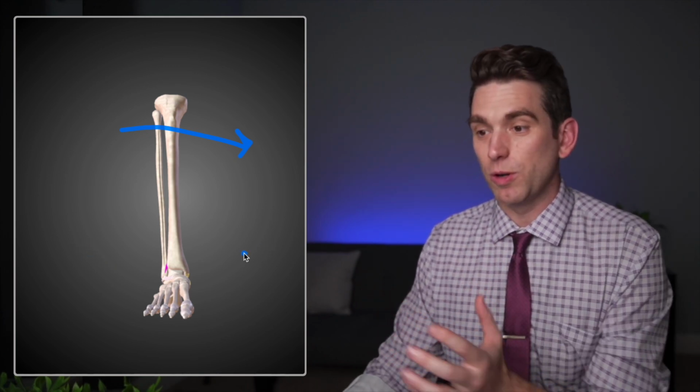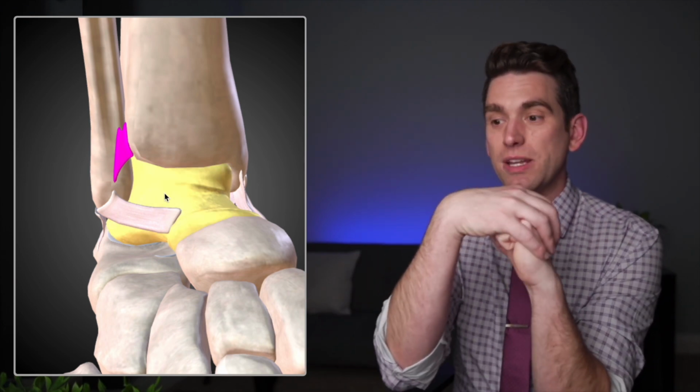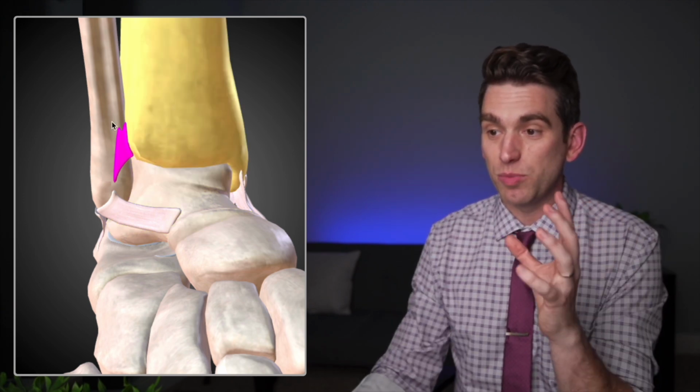When that motion happens for a high ankle sprain, basically the talus, which is the bone that kind of sits in the mortise of the ankle joint, wants to basically push apart the tibia and the fibula. So it pushes these two bones apart, which stresses that high ankle ligament.